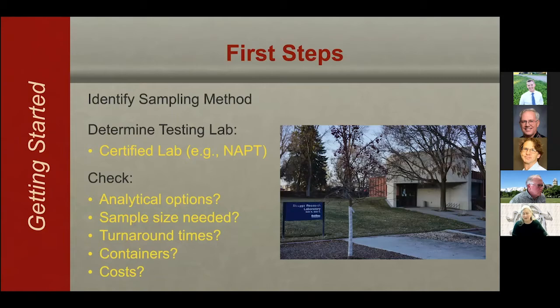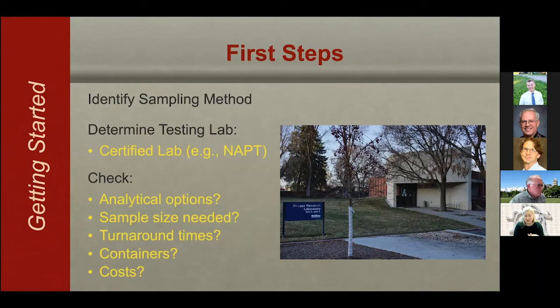So you're going to want to figure that out. You are going to want to identify your testing lab ahead of time. We really, really recommend that you use a certified lab, such as the NAPT certification, the North America Proficiency Testing, but you want to be sending your samples to a lab that you know is actually giving you good results. You don't want to be sending them to a lab that's just trying to sell you fertilizer and you don't know that their results are accurate.